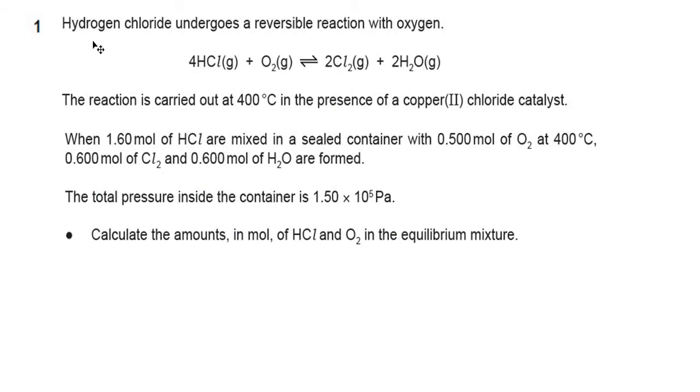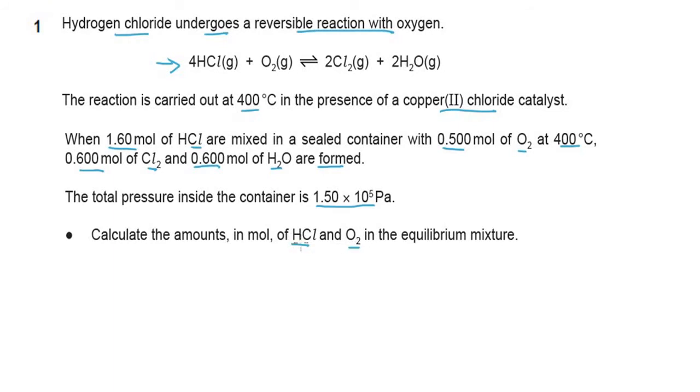The first question is, hydrogen chloride undergoes a reversible reaction with oxygen, and the reaction is given here. The reaction is carried out at 400 degrees Celsius with a catalyst. When 1.6 moles of HCl are mixed in a sealed container with 0.50 moles of oxygen at 400 degrees Celsius, 0.60 moles of chlorine and 0.60 moles of water are formed. The total pressure inside the container is 1.5 into 10 power 5 pascals. Calculate the amount in moles of HCl and oxygen in the equilibrium mixture.